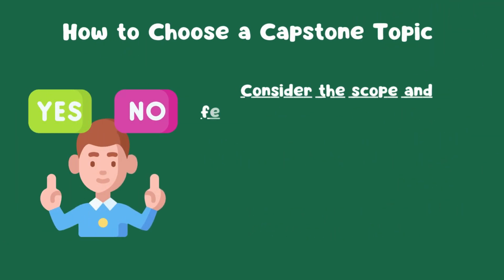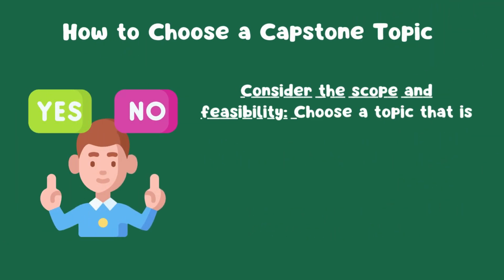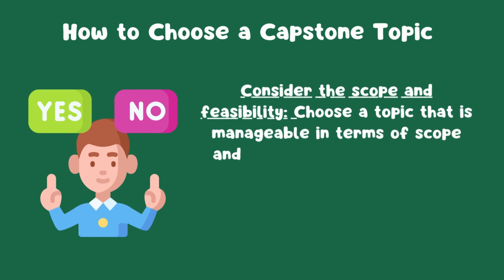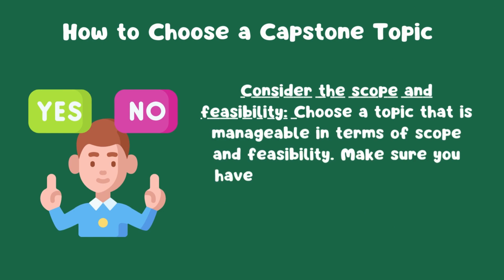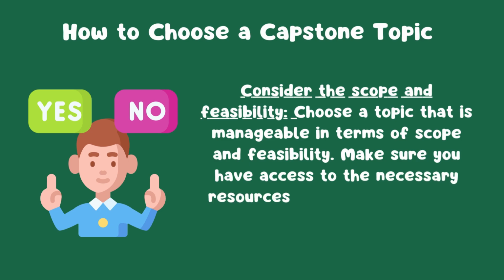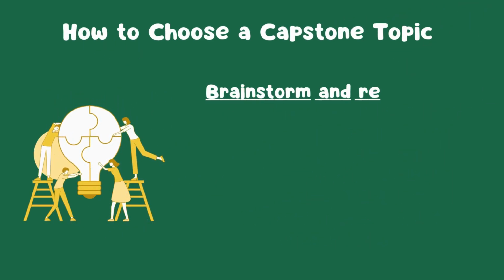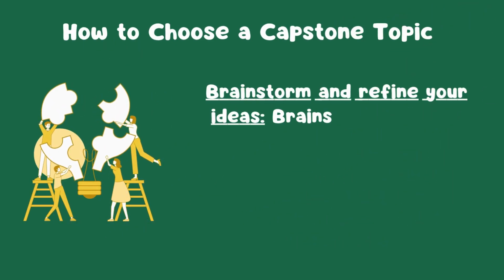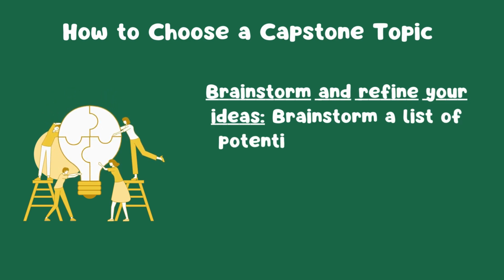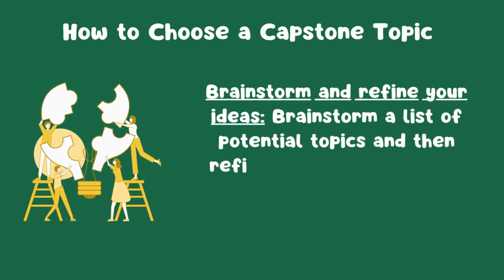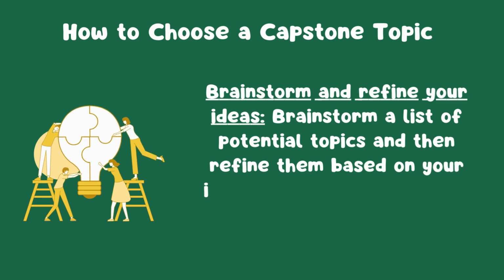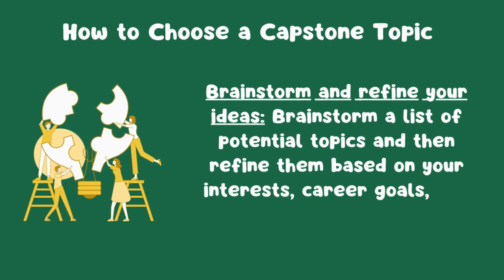Consider the scope and feasibility. Choose a topic that is manageable in terms of scope and feasibility. Make sure you have access to the necessary resources, equipment, and data to complete your project successfully. Brainstorm and refine your ideas. Brainstorm a list of potential topics and then refine them based on your interests, career goals, and feasibility. Choose a topic that you are excited about.